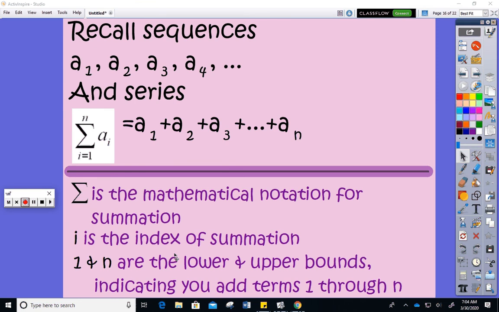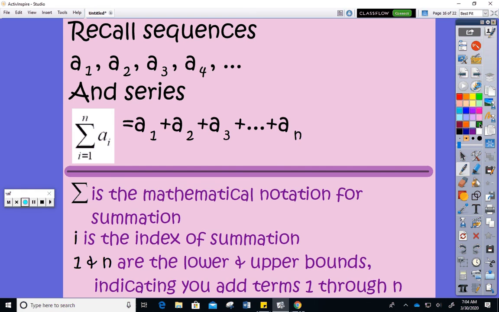Remember, a sequence is just a string of terms separated by commas, and they generally follow a mathematical pattern. So a sub 1, comma, a sub 2, comma, a sub 3, and so on. A series is not just the list of terms, it's the sum of the terms. So I'm going to say a sub 1 plus a sub 2 plus a sub 3.